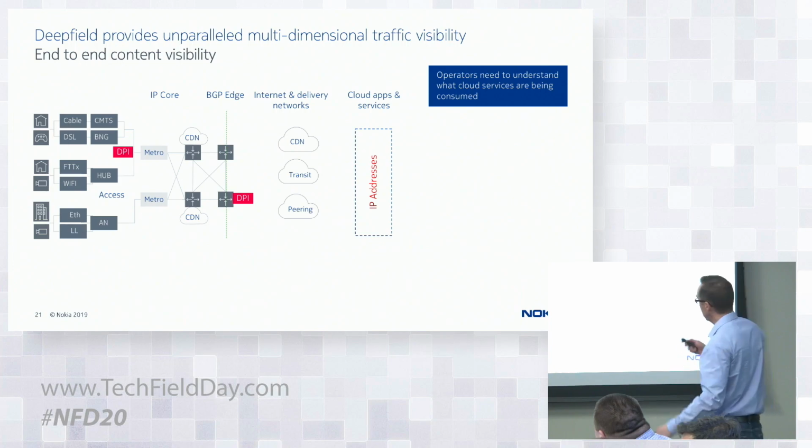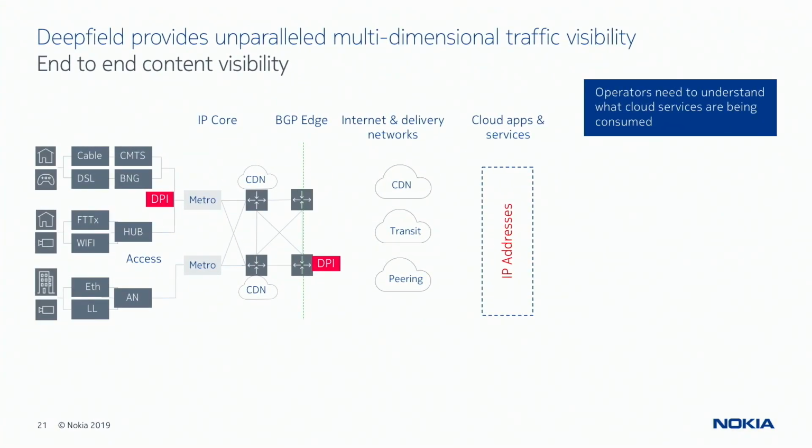The challenge that we see is that our operators need to understand what kinds of cloud services are being consumed. If we think about what Craig said earlier about CDNs, all of this traffic is being delivered by CDNs. So how do you understand what that traffic is unless you have some way to map it and really understand what that content is?